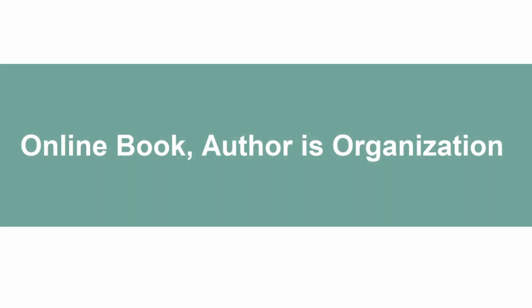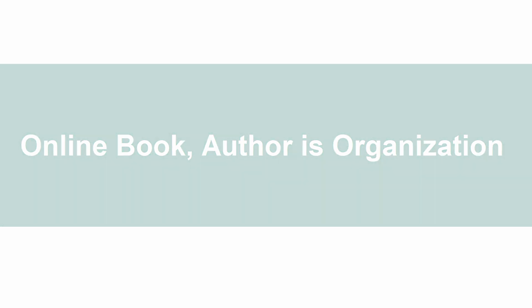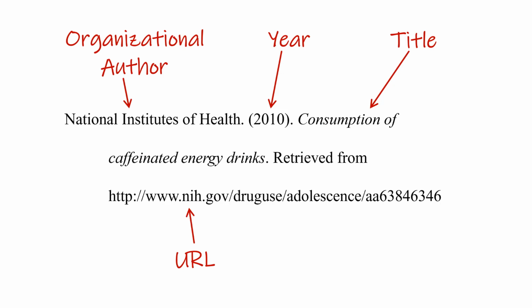Not all books are written by humans. Some are written by organizations. In those cases, just type the name of the organization in the spot where you would normally provide the name of the human author. The name of the organization is in title case and is followed by a period.